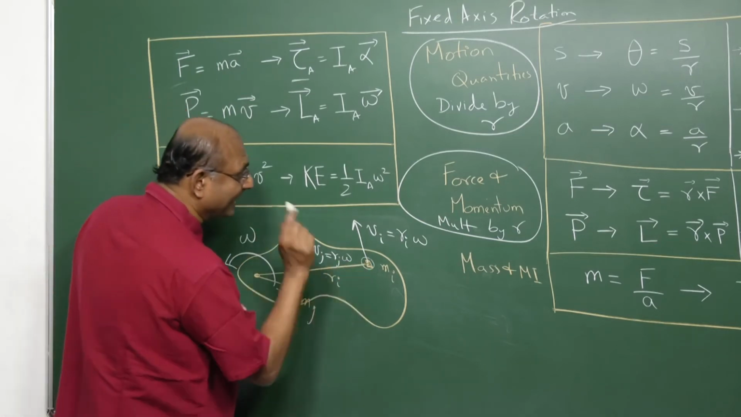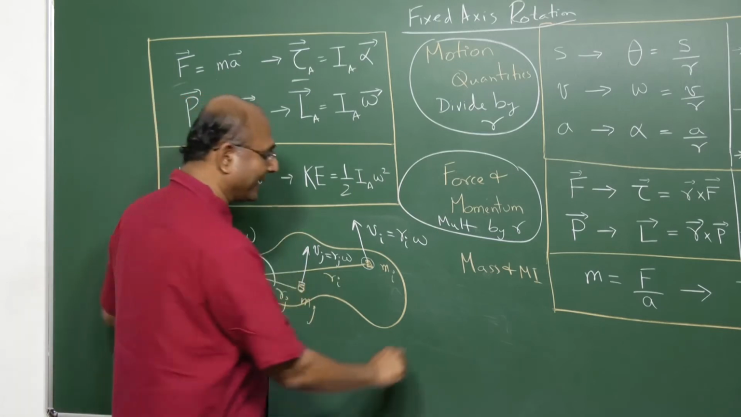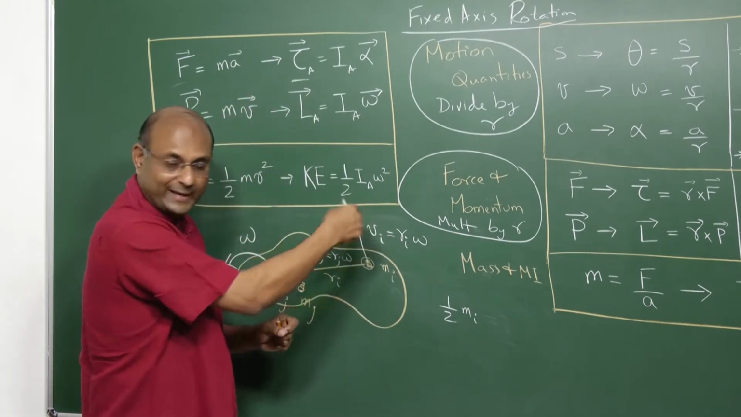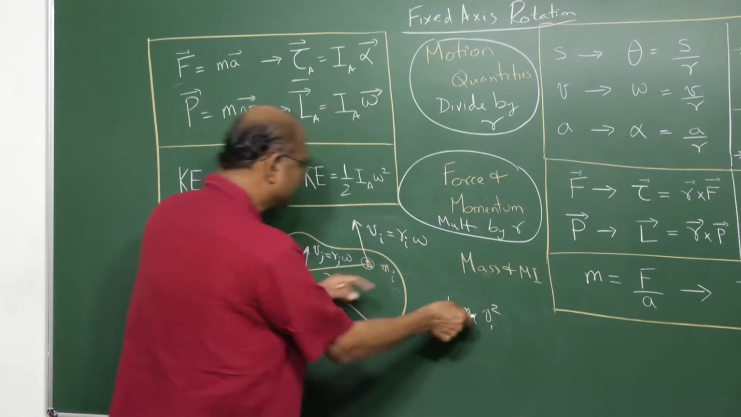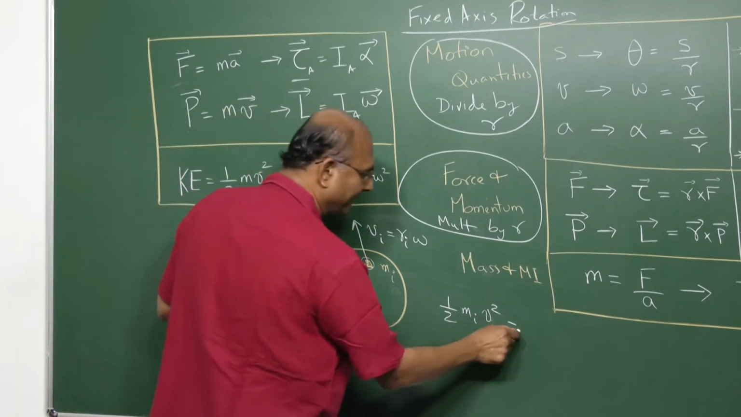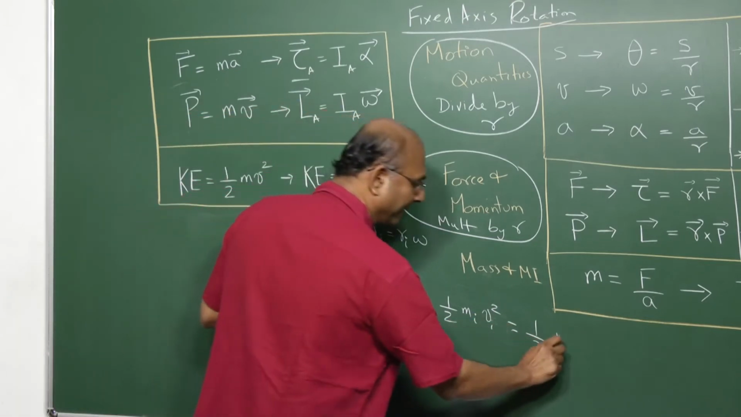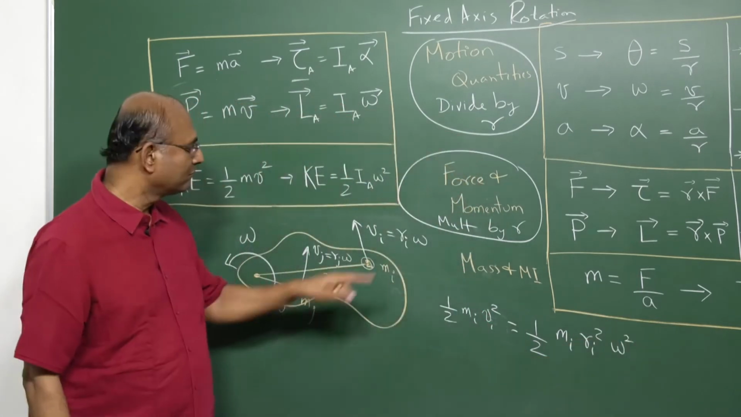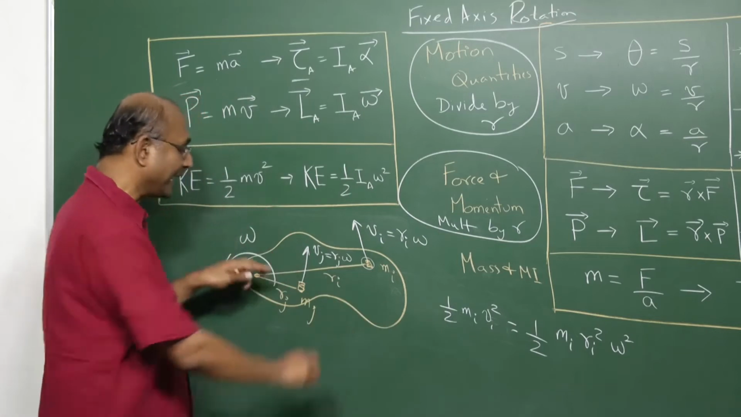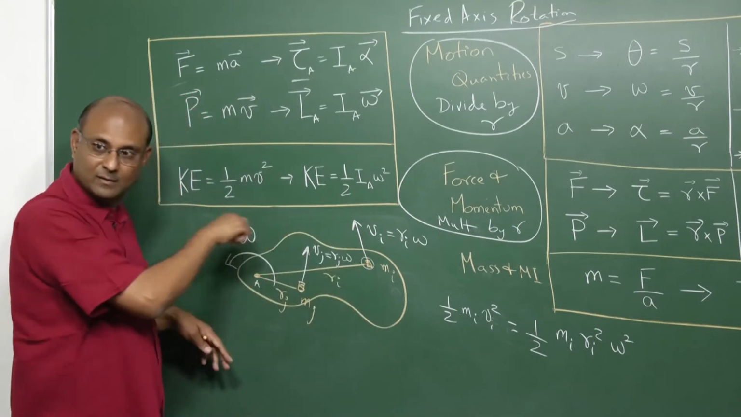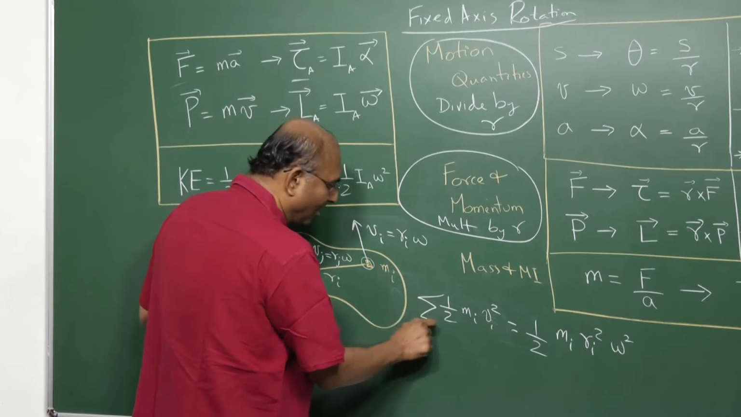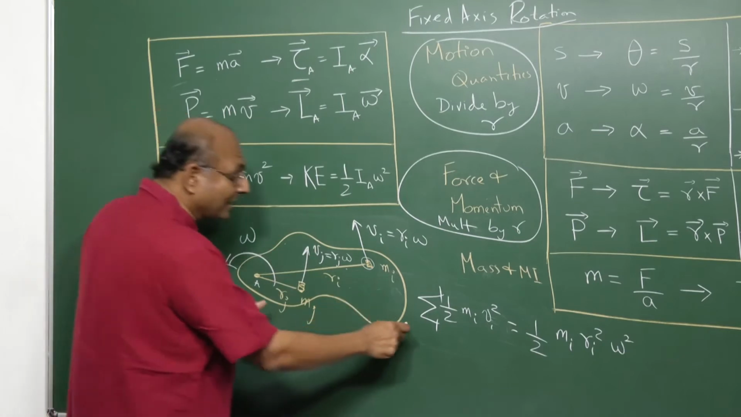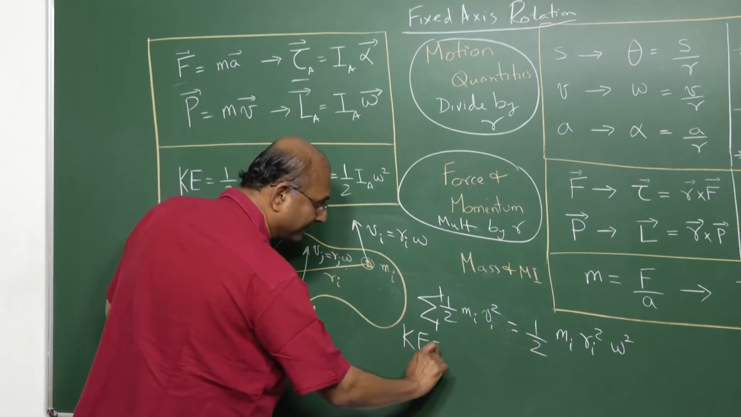So this particle's kinetic energy, the regular usual kinetic energy, is half mi vi square. This is the actual standard kinetic energy. But this must be equal to half mi ri square omega square, because ri omega is v. Fixed axis rotation. This is the axis. Now if I add up all the kinetic energy for this fellow, this fellow, this fellow, it is the total kinetic energy. This is the kinetic energy of the body.